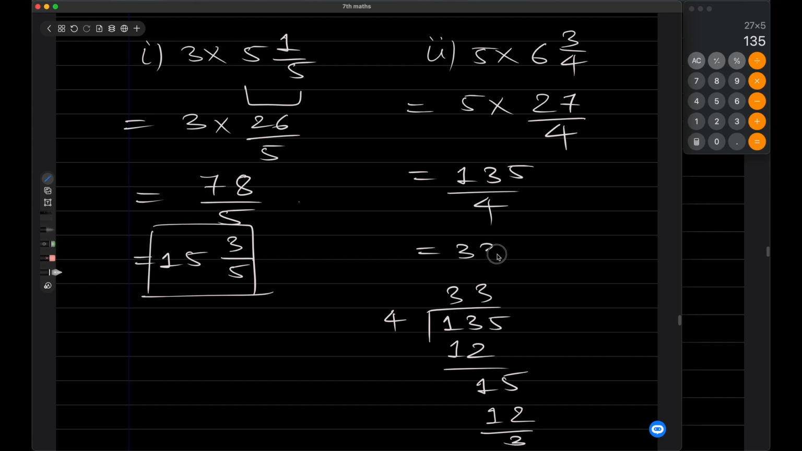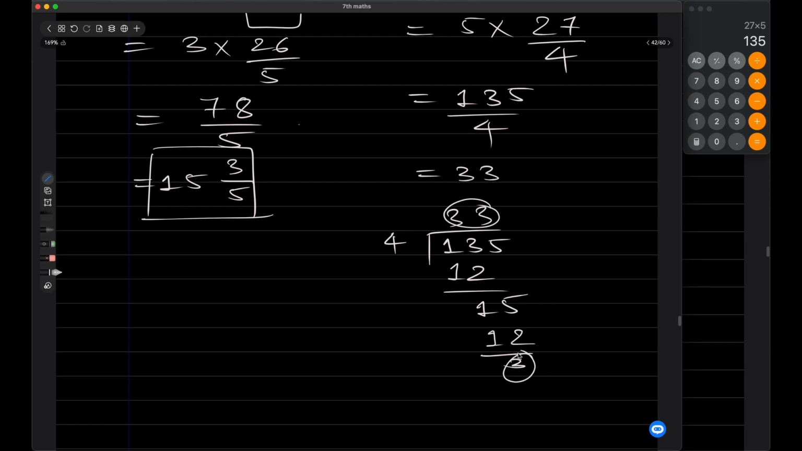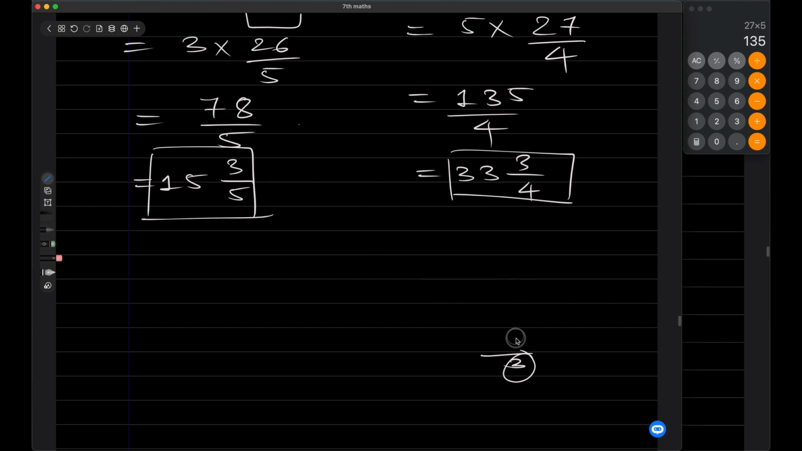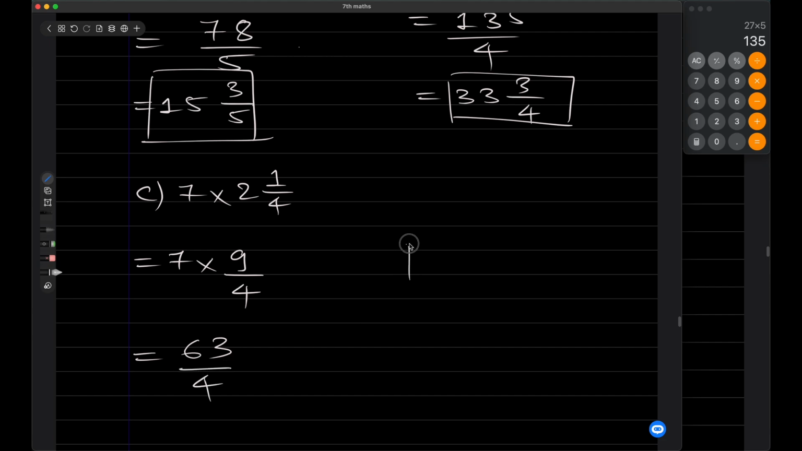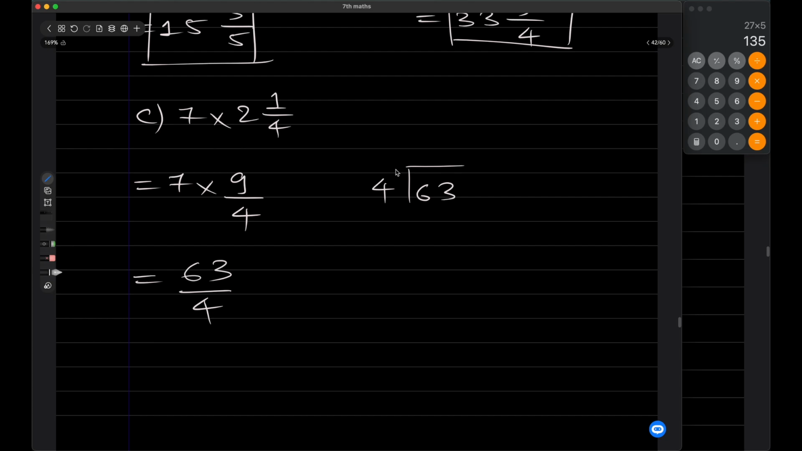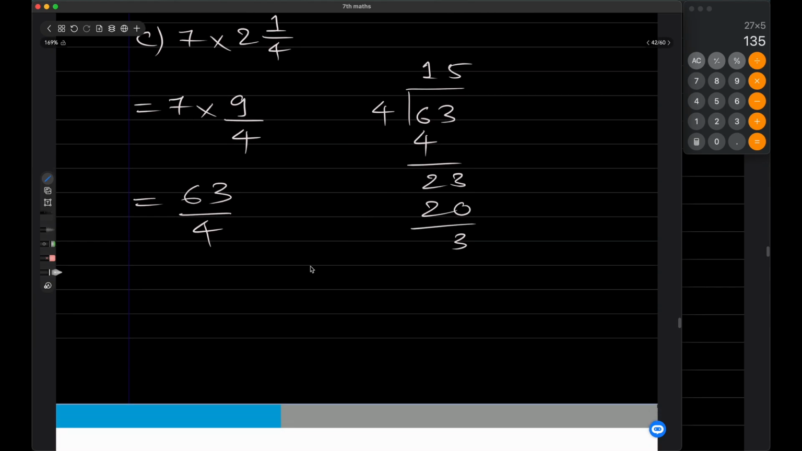We have 33 complete, remainder is 3 divided by 4. Now see, that is 7 into 2 whole 1 by 4, that is equals to 7 into, convert it into the improper fraction, that is 4 2s are 8 plus 1 is 9 divided by 4. 9 into 7 is 63 divided by 4. To convert it into mixed fraction, we have 63 divided by 4, that is 15 whole 3 divided by 4.